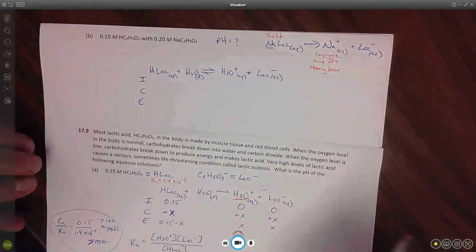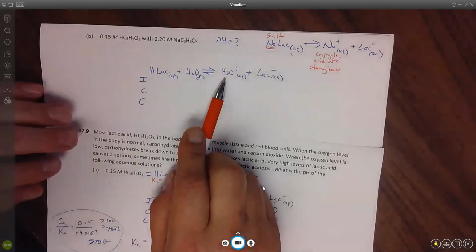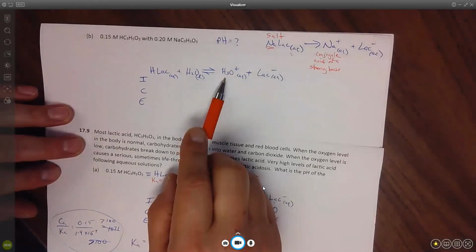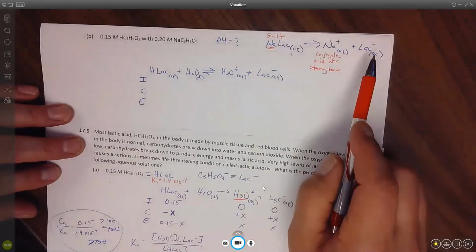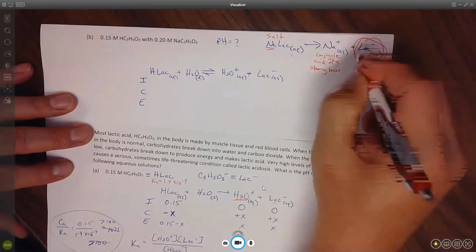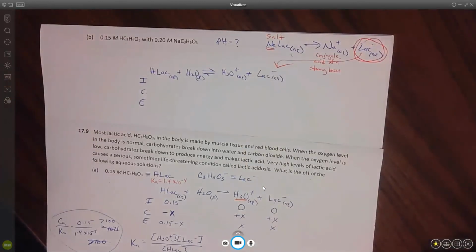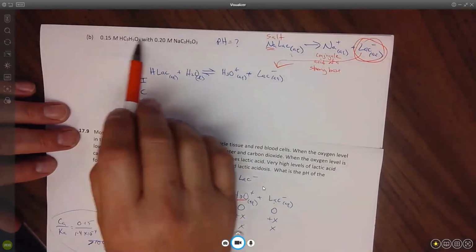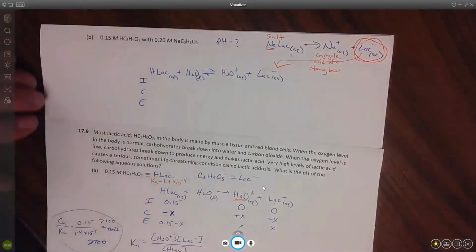So it's not going to hydrolyze. It's not going to change the hydronium ion concentration. So we don't need another chemical reaction. We've already accounted for the lactate ion. Again, this is where a lot of students go wrong. They see this and they think they need two chemical reactions. You don't. It's just a common ion effect.